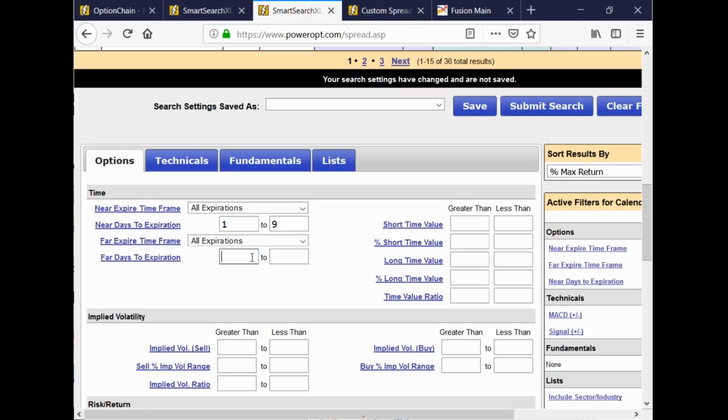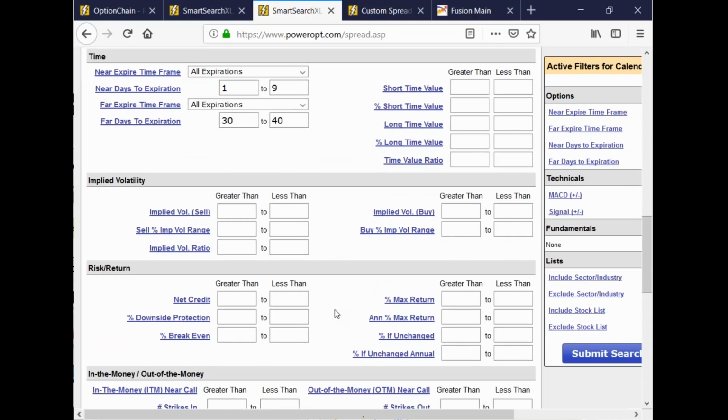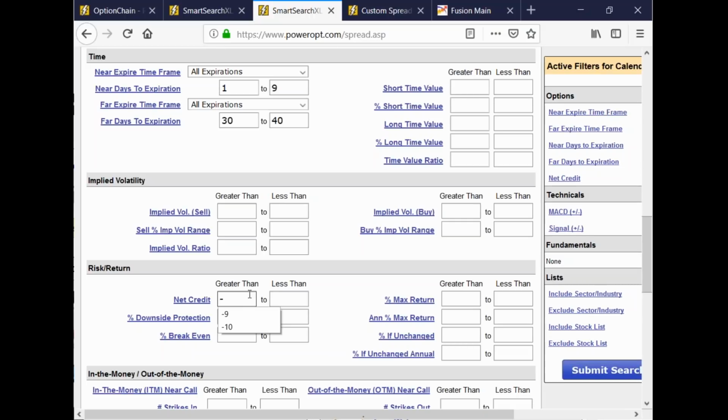So I'm going to do mine. I'm going to set this up to go between 30 and 40 days to expiration. Now, if I'm doing a diagonal, I'm planning on buying an option 3 to 4 weeks out in time, selling near term against it, but I'm buying a call that's slightly in the money. I still probably want a net debit of, let's say, less than $5 or $6.